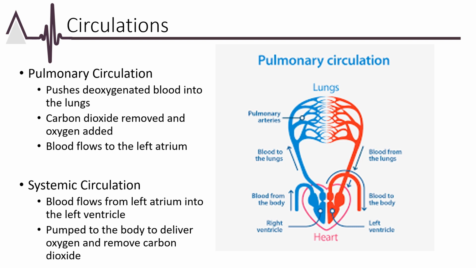The systemic circulation is the next phase of blood circulation when the oxygenated blood flows from the left atrium to the left ventricle. It moves from the left ventricle out through the aorta to the rest of the body.